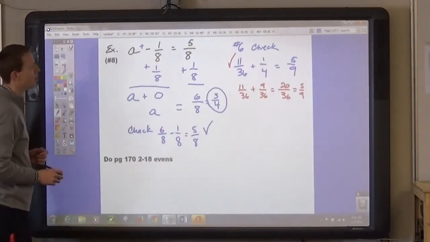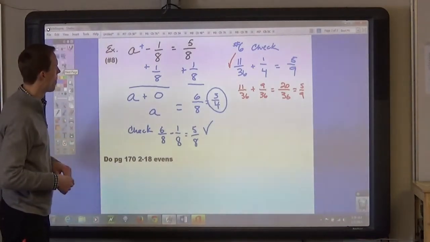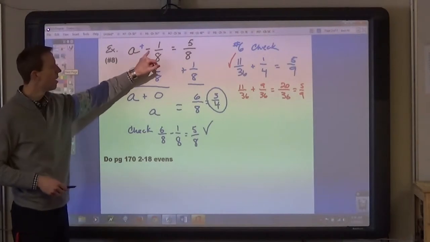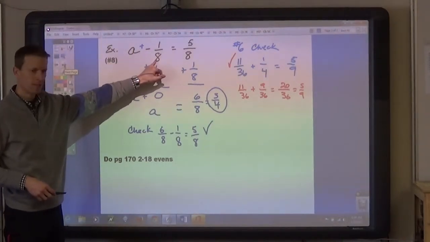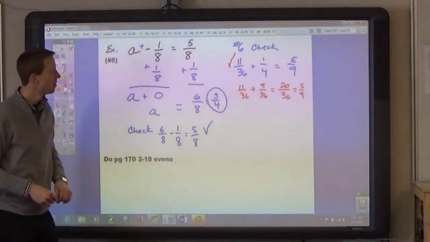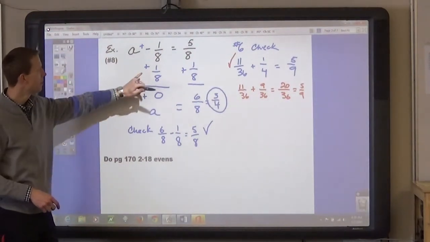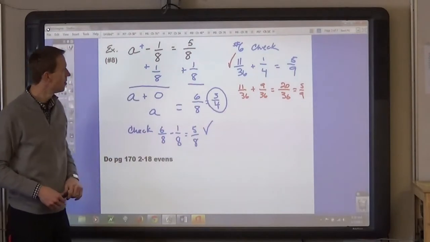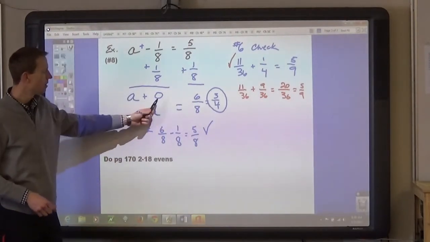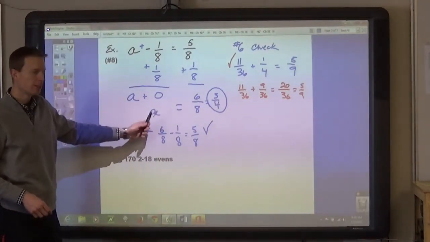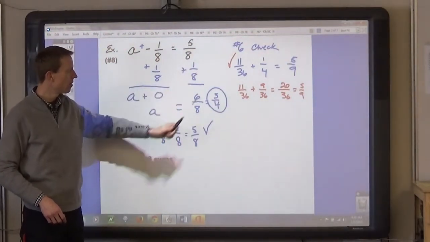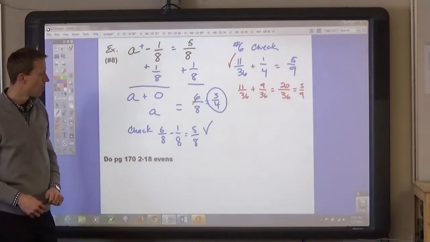So, let's look at another example. A plus negative 1/8 equals 5/8. In this case, we add 1/8 to both sides. So A plus 0 equals A. And then on this side, 5/8 plus 1/8 is 6/8, or 3/4.